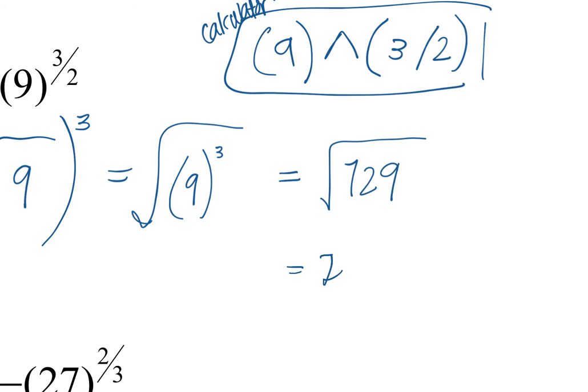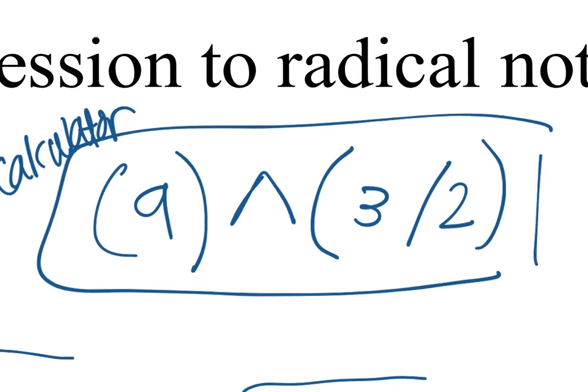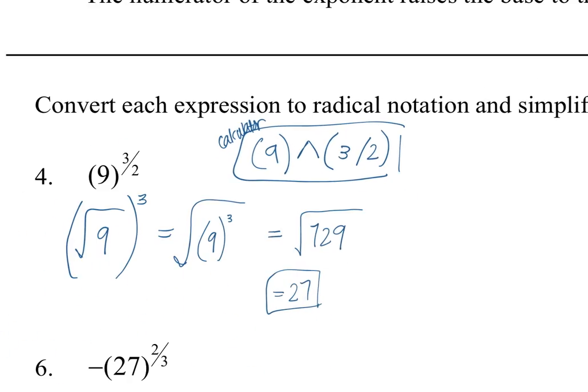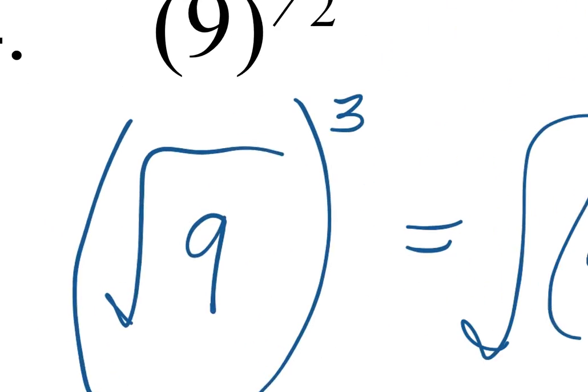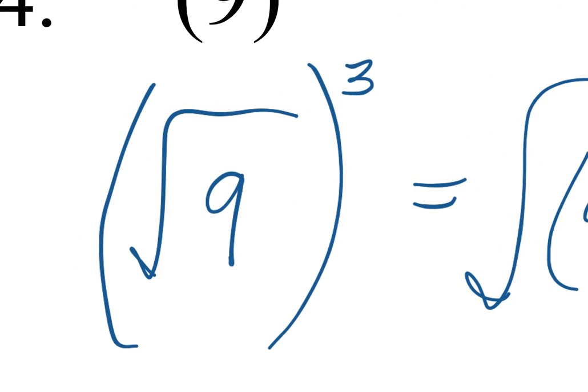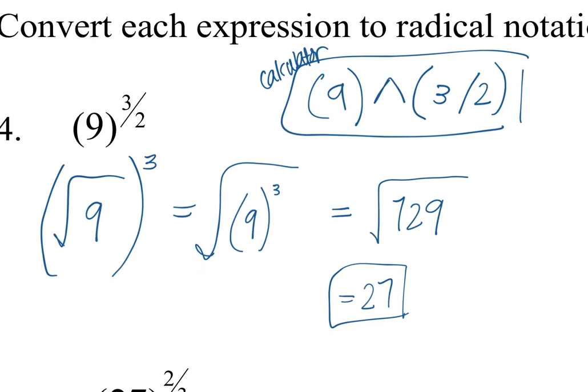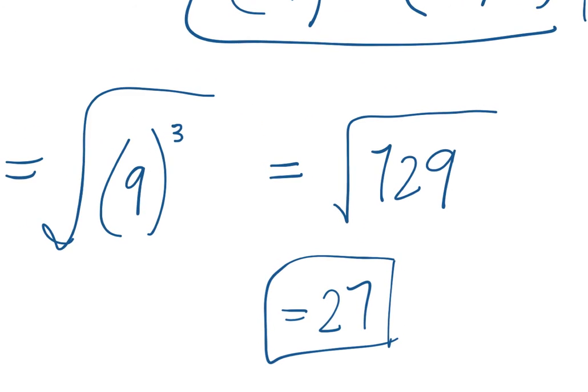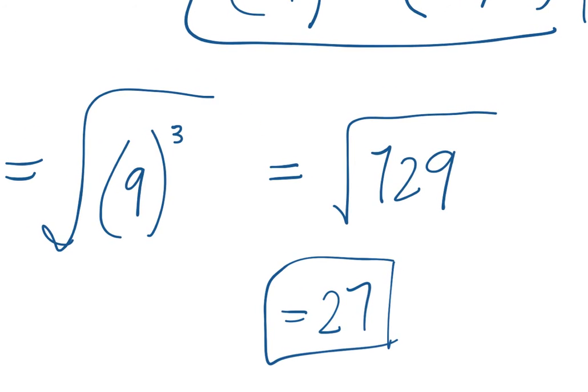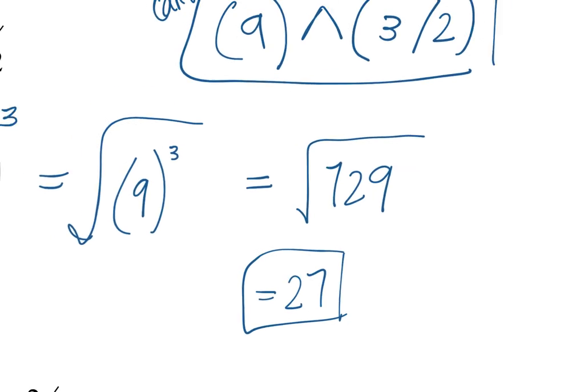So it doesn't matter which way. I've given you a few options to think about this. We can type it straight into our calculator like this. We can say the square root of 9 is 3 and 3 cubed is 27. Or we can do what I just did and raise 9 to the third power and then take the square root of 729.